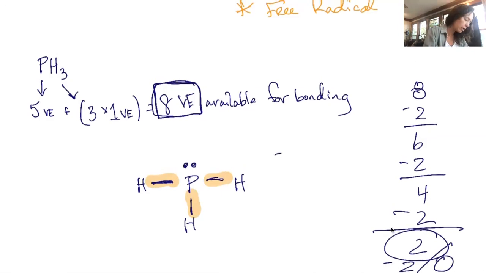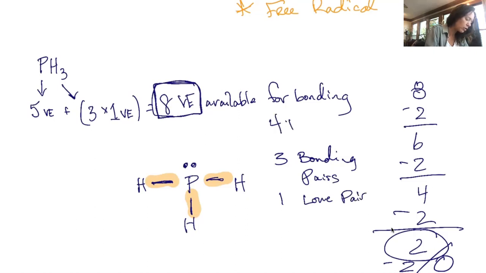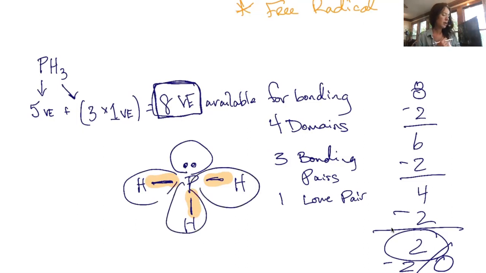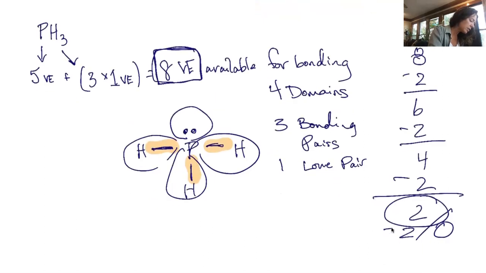So 3 bonding pairs, 1 lone pair. And I would also say that I have a total of 4 domains. So I think you could infer what a domain is. It would be this domain, this domain, this domain, and this domain. All right? Okay, that's cool. Now, how do I make sure that that's right? Well, let's check it. Always check it.